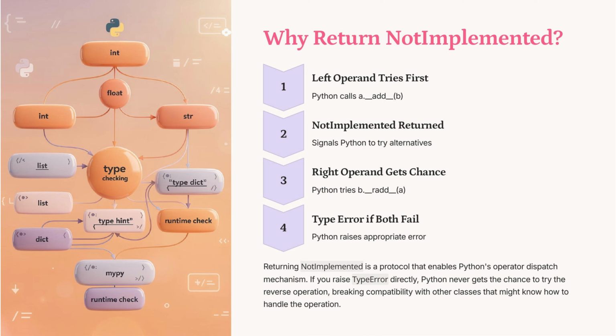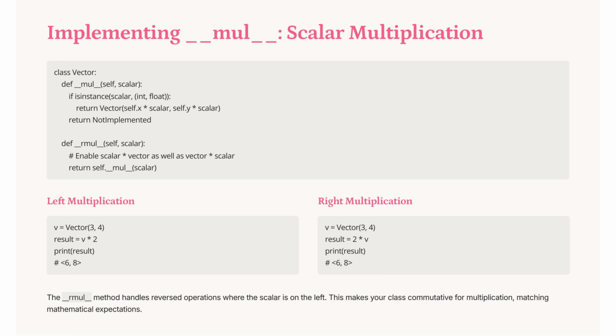When a.__add__(b) returns NotImplemented, Python attempts b.__radd__(a). If both fail, a TypeError is raised. This protocol ensures compatibility with other classes, enabling them to handle operations they might support, rather than prematurely raising an error. Implementing the __mul__ method in a vector class allows scalar multiplication, returning a new vector with scaled components.